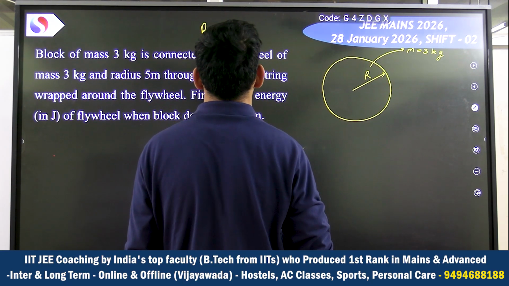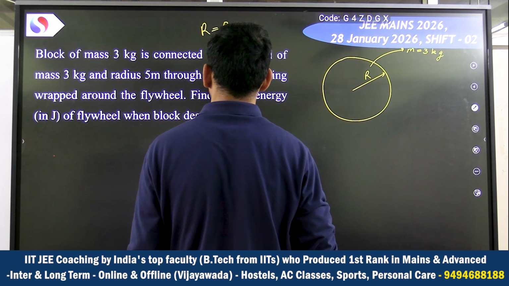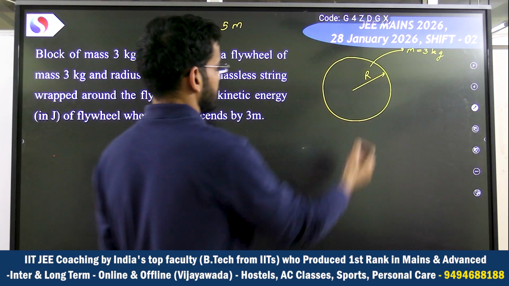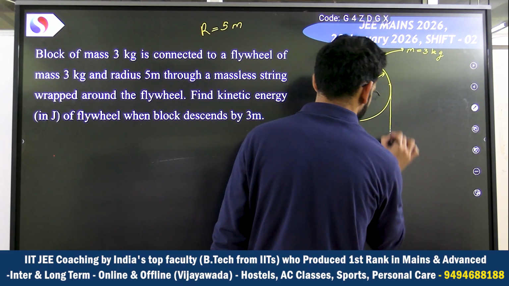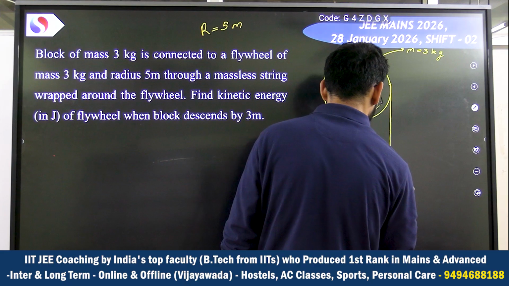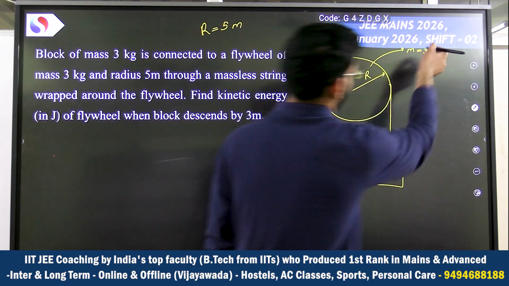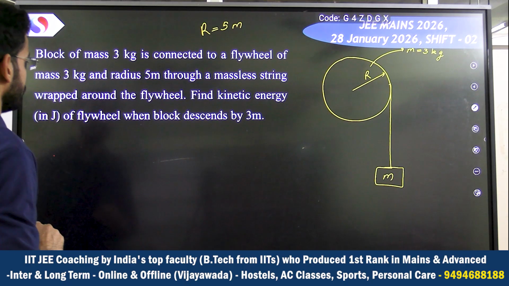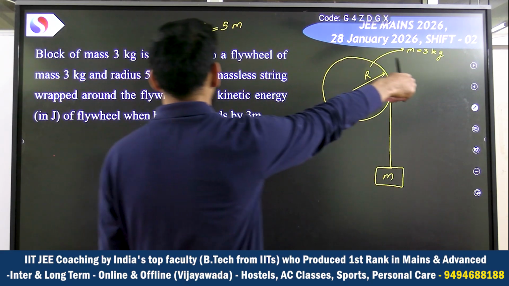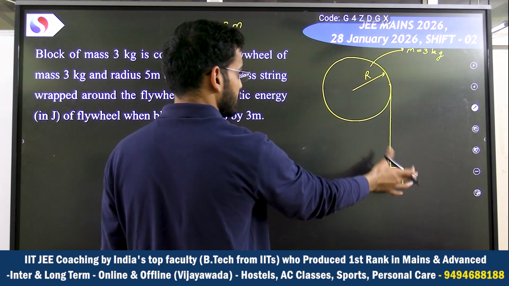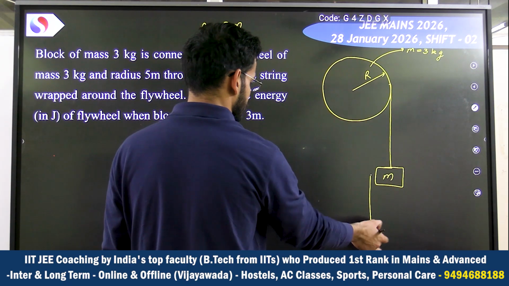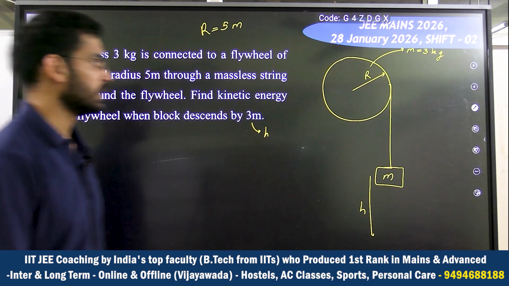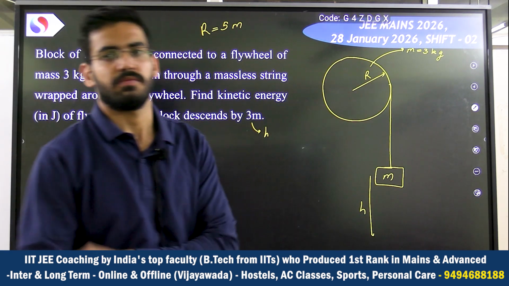Okay. Through a massless string wrapped around the flywheel. Okay. So block of mass 3 kg is connected with it through a massless string. This is also the same mass 3 kg only, so I am taking m as 3 kg. Find kinetic energy in joule of flywheel. So when this will rotate, the block descends by 3 meters. Now if you release it, it will go down, right? So when it went a certain 3 meter, which I am saying h, when it went h height down, at that time what is the kinetic energy of this flywheel?